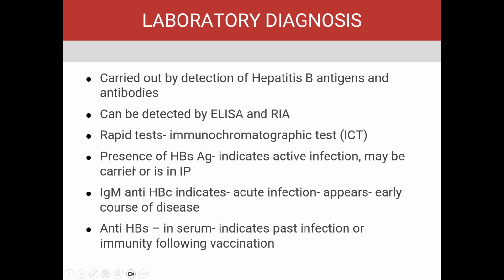Here, presence of HBsAg, hepatitis B surface antigen, indicates active infection, which means the patient may be a carrier, or otherwise the patient may be in the incubation period. IgM antibody, which means anti-HBc antibody, indicates acute infection. It appears early in the course of the disease, as you know, IgM antibody forms early in response to the infection.